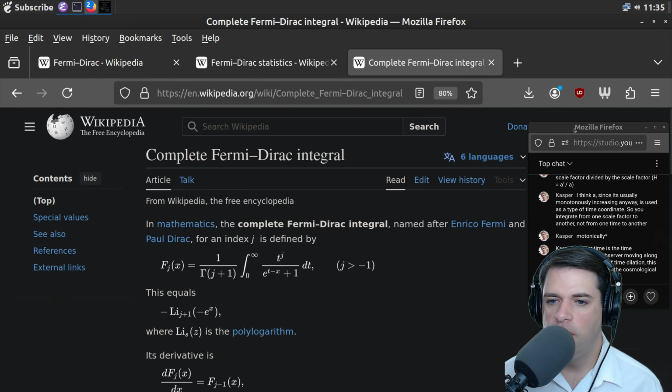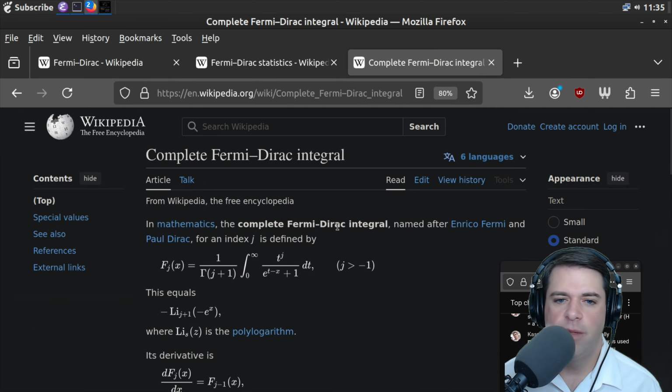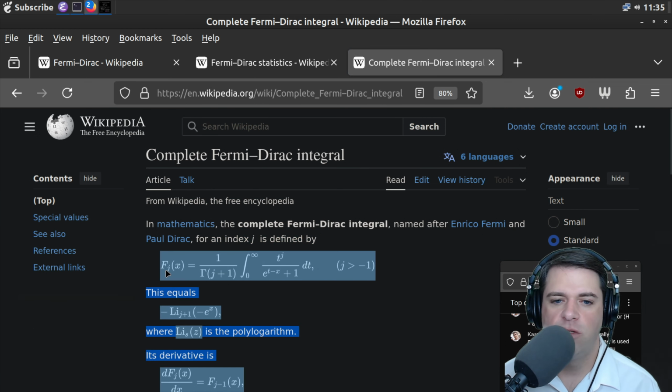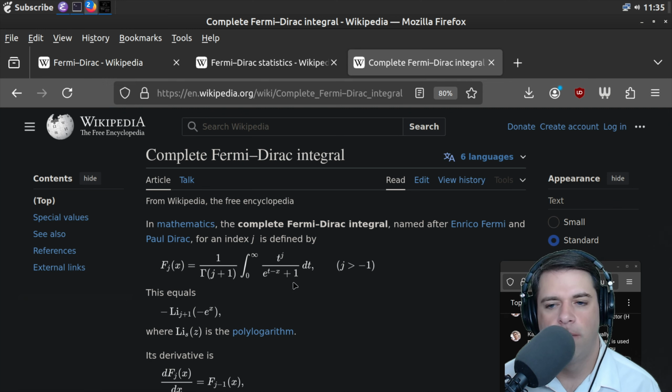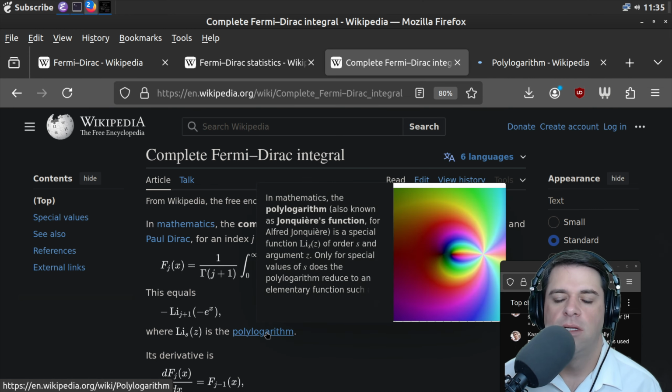In mathematics, the complete Fermi-Dirac integral, named after Enrico Fermi and Paul Dirac, for an index j, is defined by F sub j of x is 1 over the gamma function of j plus 1 times the improper integral from 0 to infinity of t to the j over e to the t minus x plus 1, for j bigger than negative 1. And it equals the negative of the polylogarithm at j plus 1 of negative e to the x.